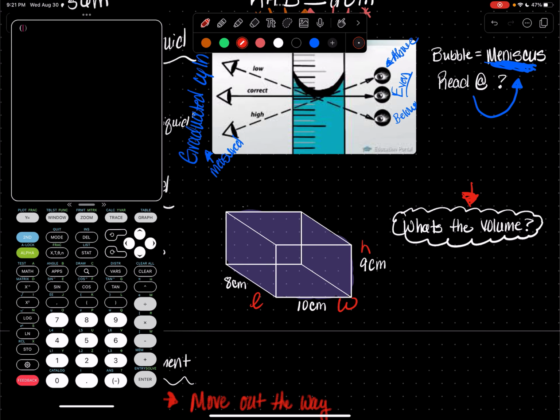Length times width times height. So here we go. Length being 8 centimeters times width being 10 centimeters times height being 9. Boom. I get 720 what? What's my unit here? Well, centimeters, because everything's a centimeter, but how many of them, and I'm multiplying them together. So we have centimeters cubed for 1, 2, 3 versions of centimeters talking about the same object. That's where we get that from.